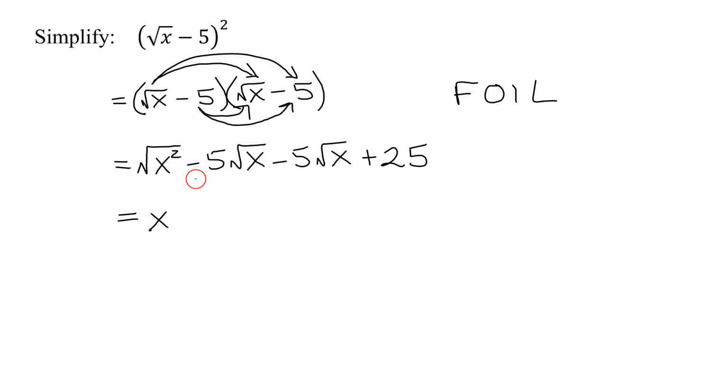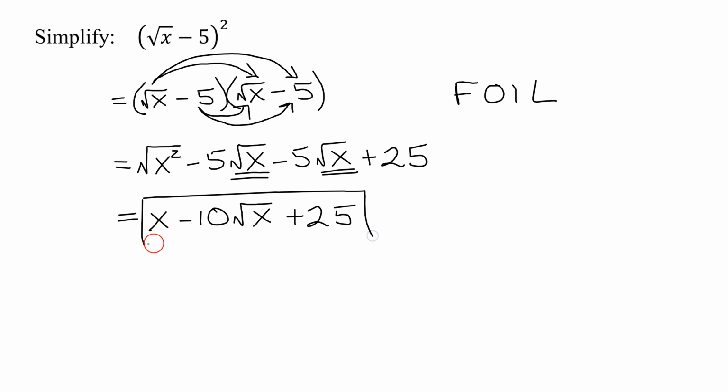Now I have these two middle terms, negative 5 the square root of x and negative 5 the square root of x. Are these like terms? They're both square roots. Are the radicands the same? Yes. So I have negative 5 the square root of x added to negative 5 the square root of x. So negative 5 plus negative 5 is negative 10 the square root of x. And the last term is plus 25. Can I combine any of these terms? No, they're all unlike terms, so that is my answer.